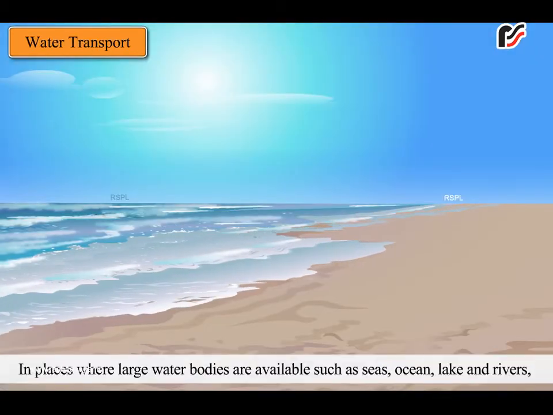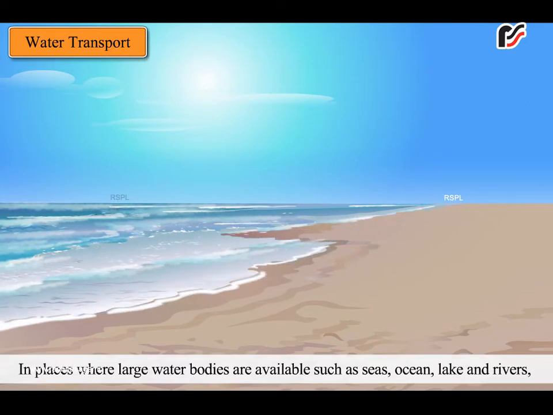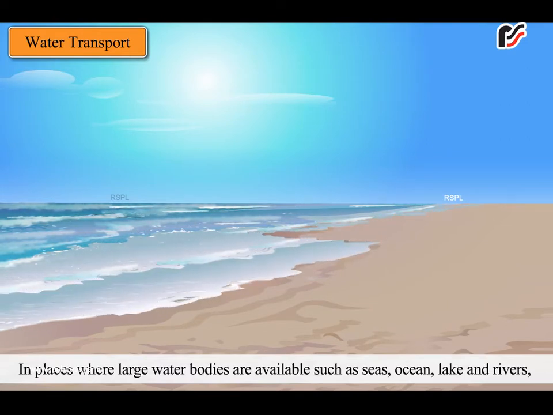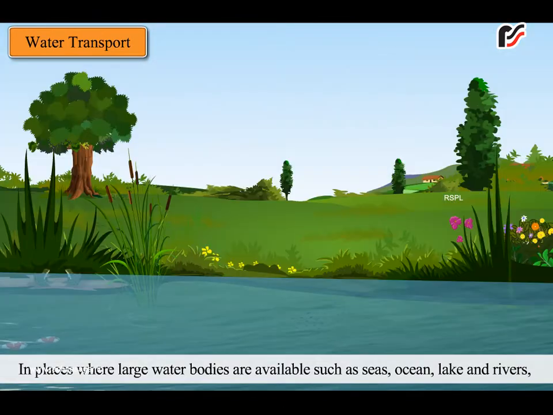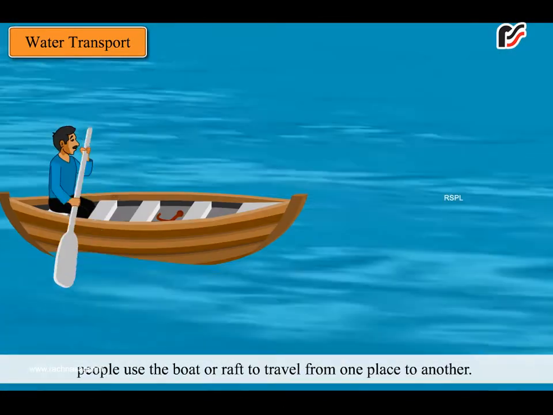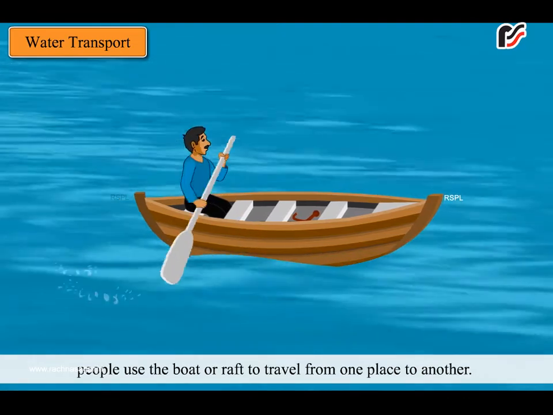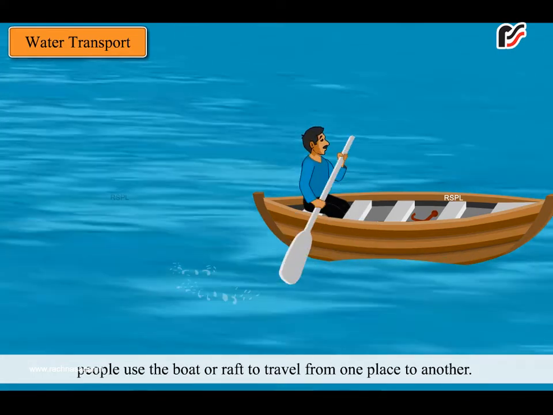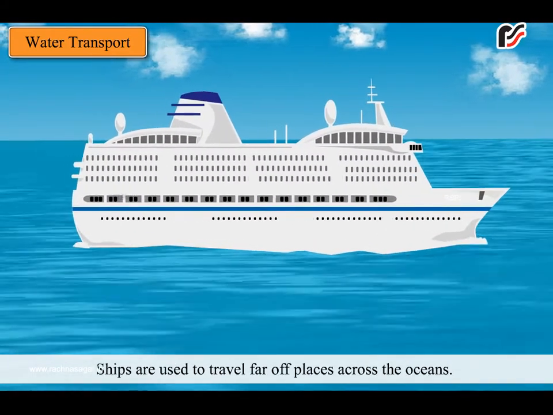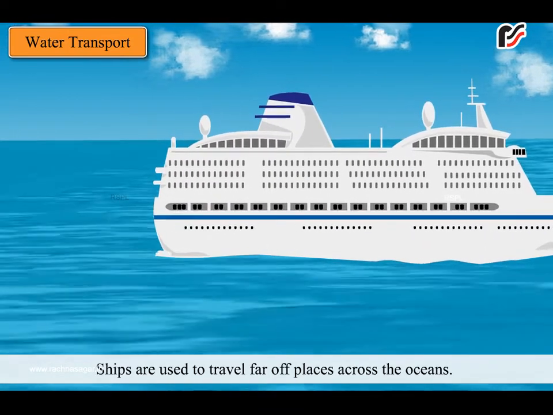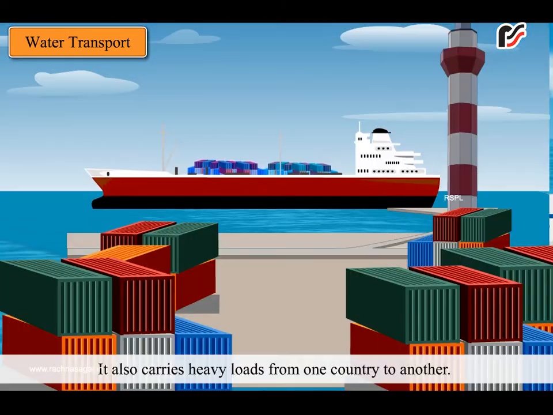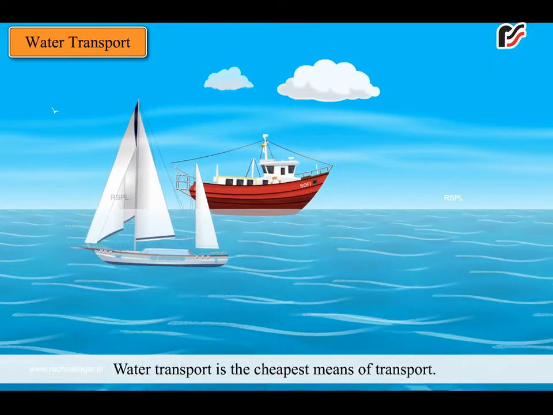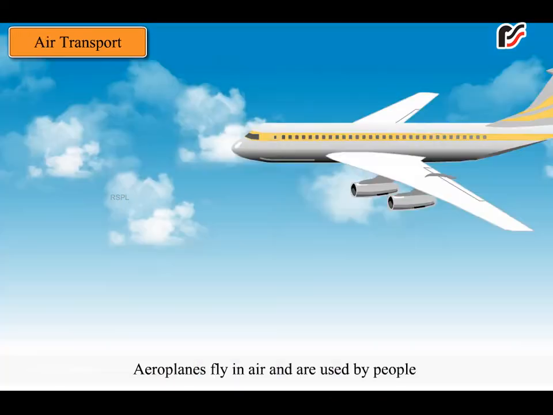In places where large water bodies are available, such as seas, ocean, lake, and rivers, people use the boat or raft to travel from one place to another. Ships are used to travel far-off places across the oceans. It also carries heavy loads from one country to another. Water transport is the cheapest means of transport.